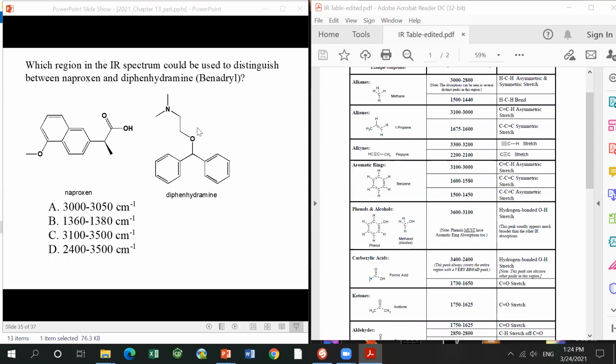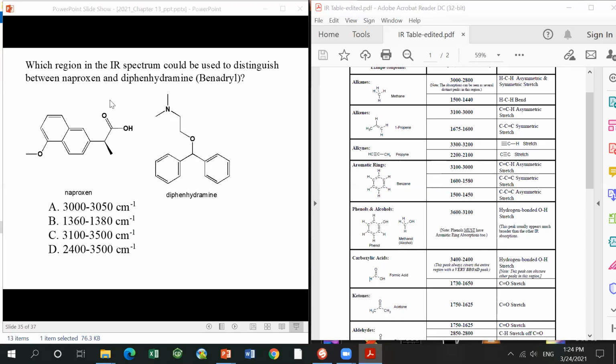The first type of question is shown like this. It gives you two compounds and asks how you use IR spectrum, which area of the IR spectrum can be used to distinguish these two compounds. For this type of question, the first thing you need to do is find the functional groups in these two molecules. For the left molecule, you have ether, aromatic compound, and carboxylic acid. For the right molecule, you have aromatic compound, ether, and tertiary amine. So definitely we cannot use the ether and aromatic compound to distinguish these two compounds, because both show these signals.